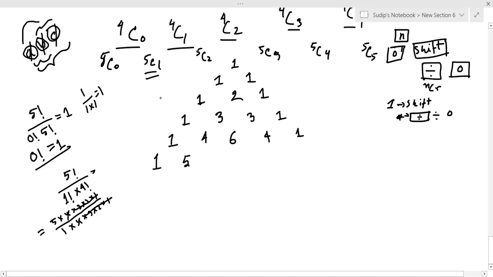5C2 is equal to 5 factorial by 2 factorial, and 5 minus 2 is equal to 3 factorial, which is equal to 5 into 4 into 3 into 2 into 1 divided by 2 into 1 into 3 into 2 into 1. 3 2 1, 3 2 1 cancels, and 2 and 4, that is 2. 5 into 2 equal to 10, that is, here will be 10.